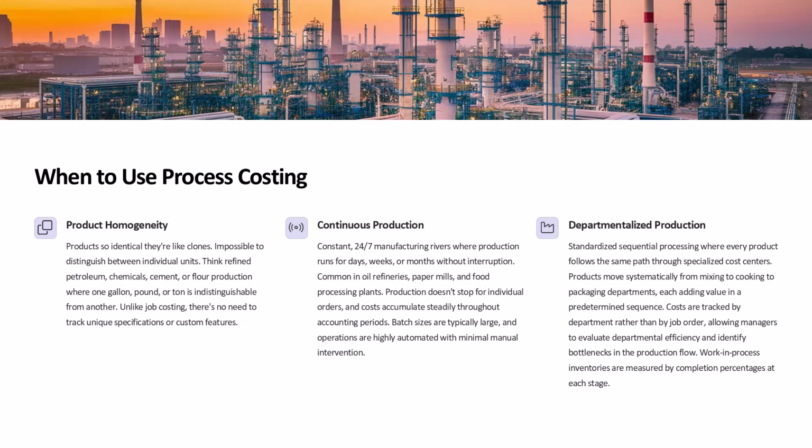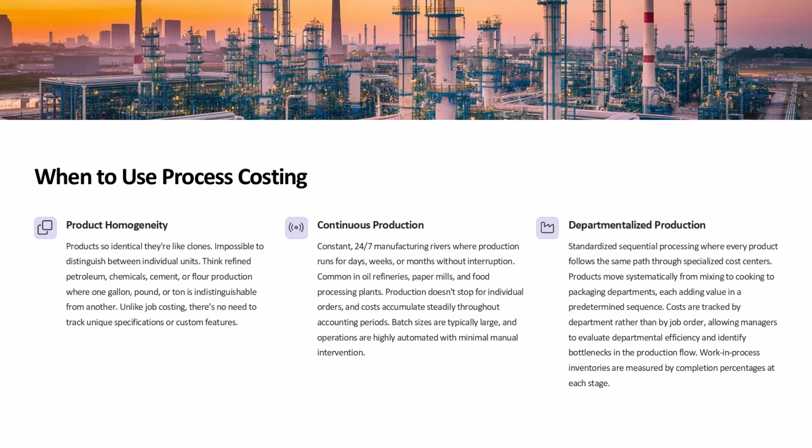Imagine ExxonMobil trying to distinguish between individual gallons of gasoline, or Wrigley assigning unique costs to each stick of gum. Impossible and pointless. Second, continuous production. Not start-stop custom projects, but constant 24/7 manufacturing rivers where production runs for days, weeks, or months without interruption. Picture Kellogg's cereal plants where cornflakes flow continuously from raw ingredients to boxed products.